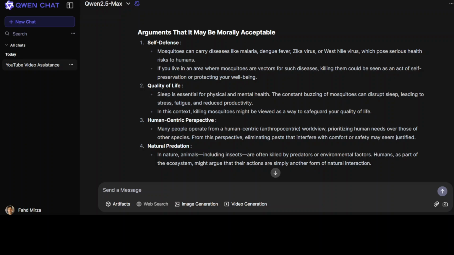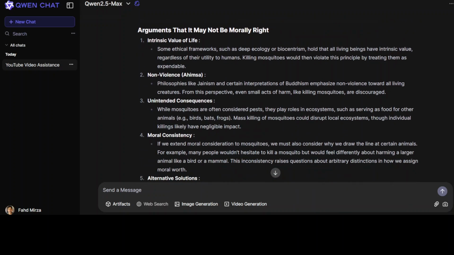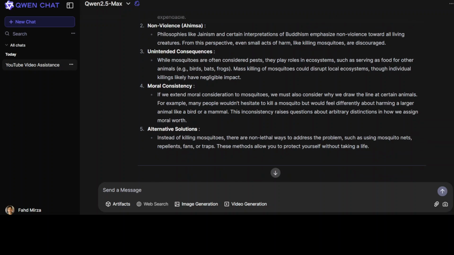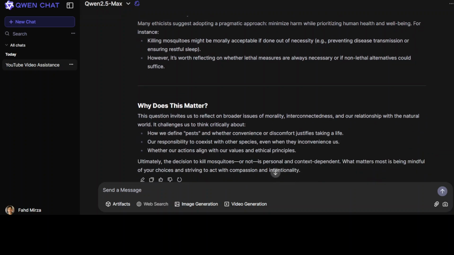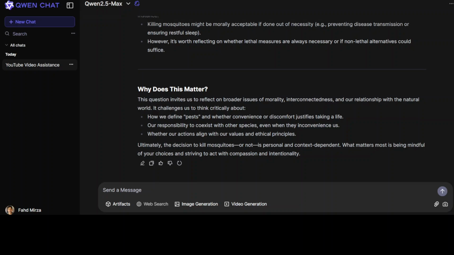And then it is talking about self-defense, quality of life, human-centric, very nice answer. And then it is going for the arguments that it may not be morally right, non-violence, ahimsa, that's a very nice word. I think that is Jainism, that's right, yes. So unintended consequences, alternative solution, balanced perspective. It has given us a balanced one. Minimize harm, very nice. And this question invites us to reflect on the broader issue of morality, interconnectedness, and our relationship with the natural world. How good is that? How we define pests. So this is a very good answer.